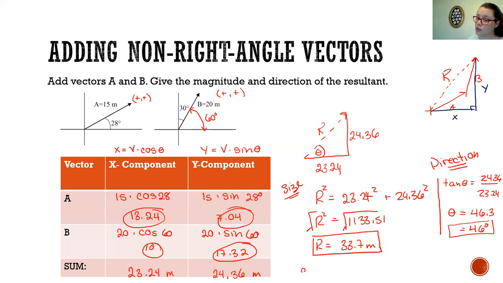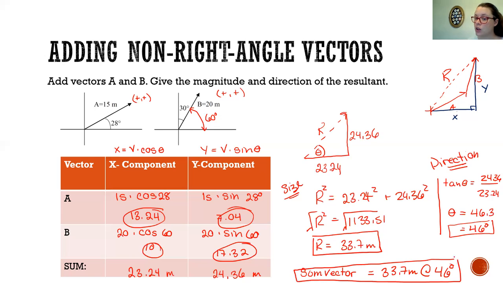So the sum vector, or the resultant, is equal to 33.7 meters at 46 degrees. We do not have to do any correction here because you'll notice this angle is already measured from 0 degrees. So you don't have to adjust anything. You can give the answer exactly as you have calculated it.